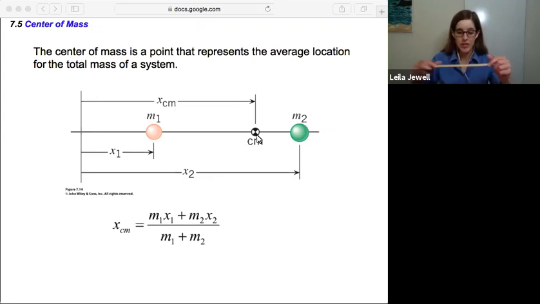Okay, with those added weights, the new balance point has shifted. It's closer to M2. I'm guessing mass 2 is bigger in this case. So maybe my balance point ends up somewhere over here instead of in the center.